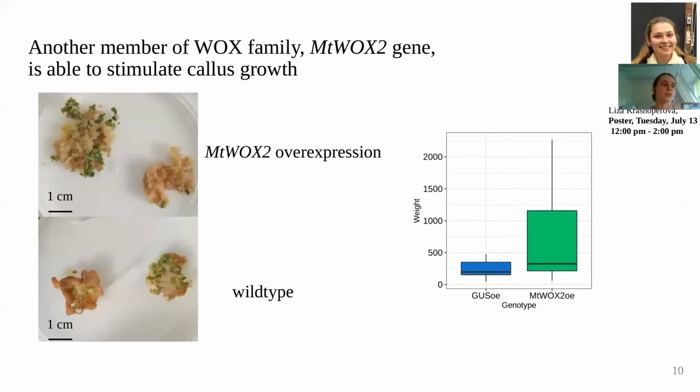Another member of the VOX family, the VOX2 gene, as you can see here, is able to stimulate callus growth. So this is control calli, and these are calli with VOX2 overexpression. They are much bigger, and you can see it here.